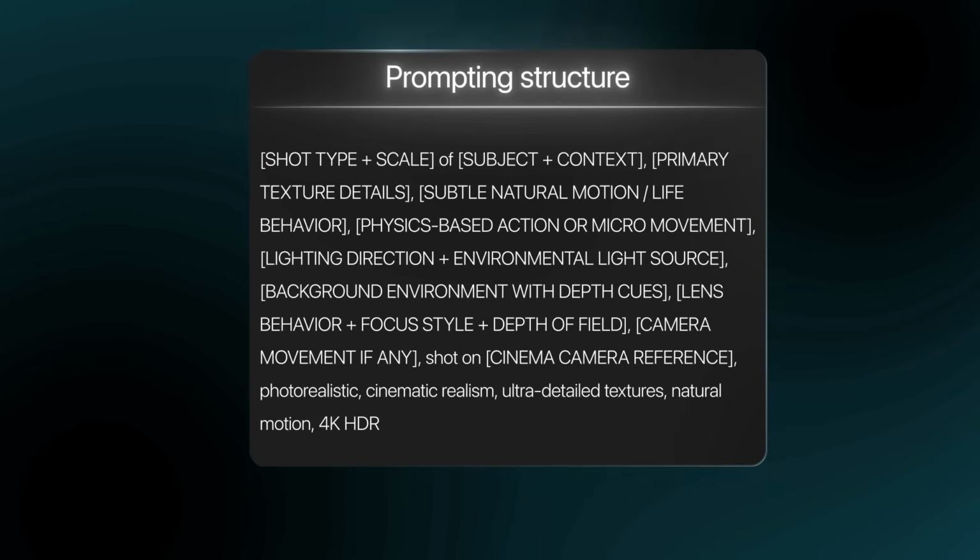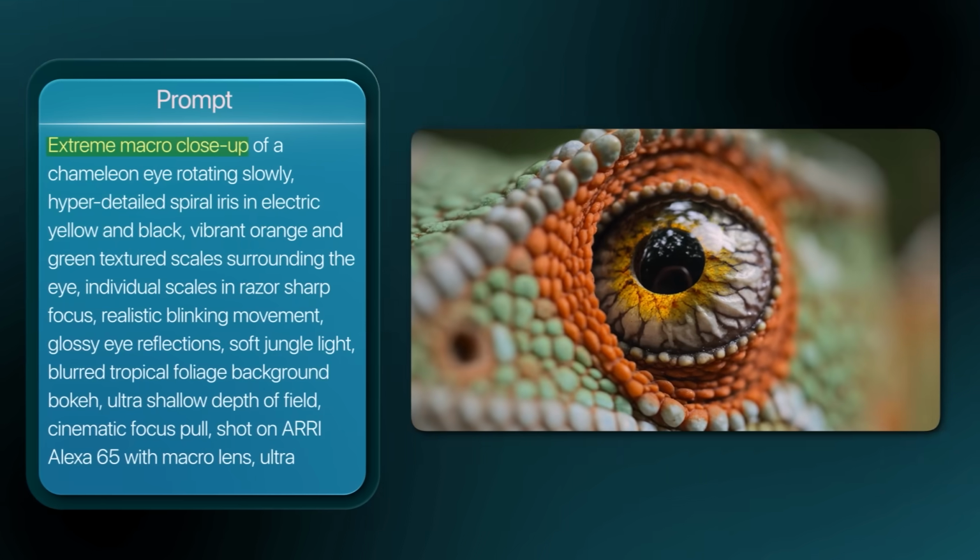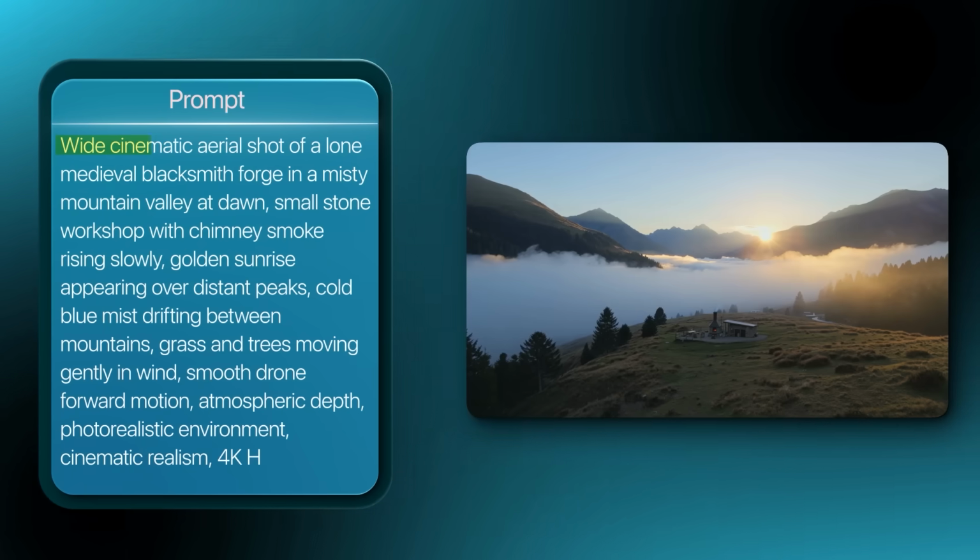This might look intimidating at first, but each part has a specific job. Let me break down why each one matters. The first piece is shot type and scale. This tells Kling exactly how close we want to get to our subject. Words like extreme macro close-up, ultra slow motion, or wide cinematic aerial set the entire visual tone of the shot before we even describe what we're filming.